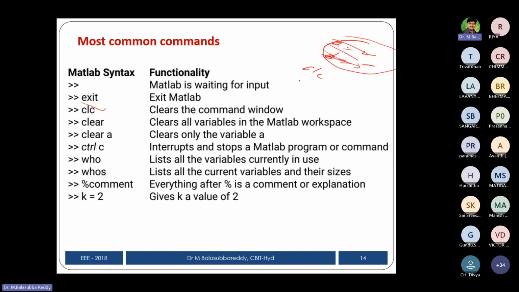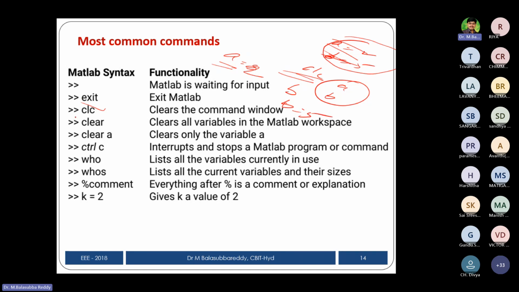But clear means now no more A, no more B. Those values also are going to be erased. That means the total data will be cleared. Whereas previously, if I use CLC and now I enter A, A is already there, and it will show you the answer. Suppose it is 2, it will display 2 by simply entering A, or by simply entering B, it will show you B is equal to 5 like that.